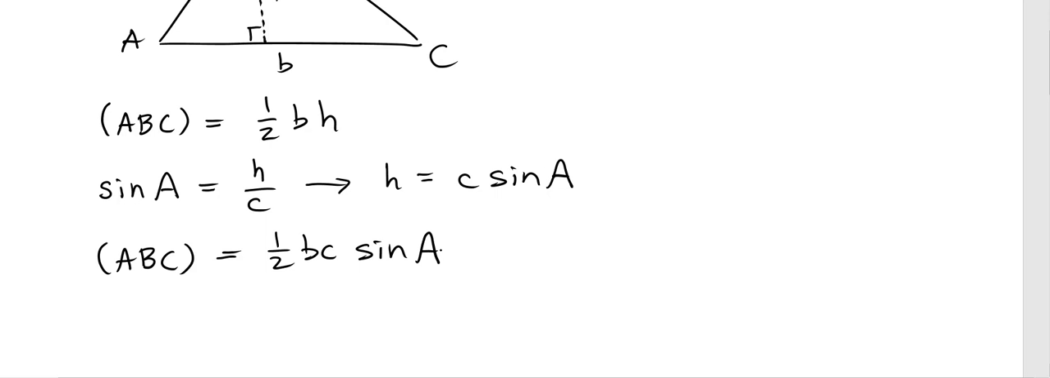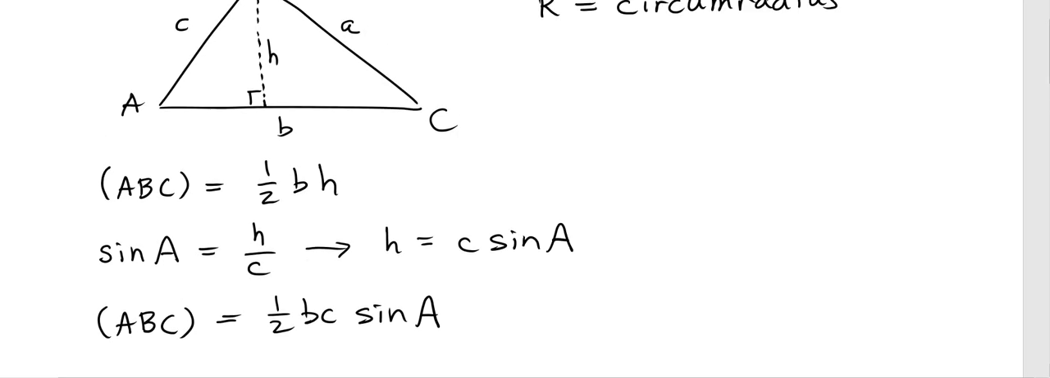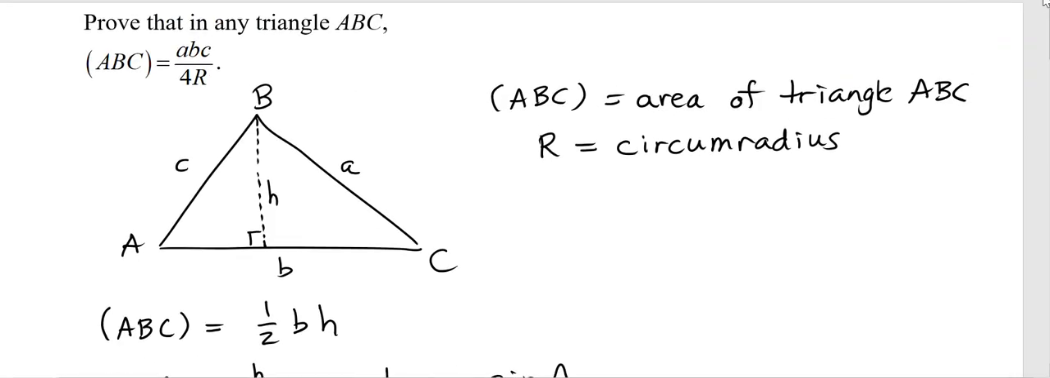sine of A. Now that formula is pretty famous. You may already know it. It's saying that the area of a triangle is 1/2 times the product of two of the sides times the sine of the angle between the two sides. And you can write a similar formula from the point of view of any of the vertices. So this formula is going to be our starting point. And there's a sine of A in the formula. And what we're headed for is abc divided by 4R.